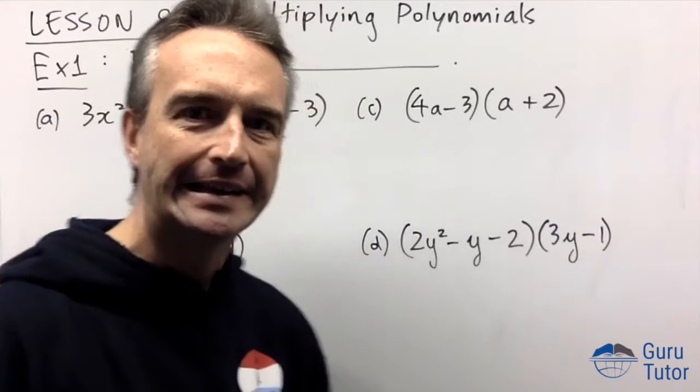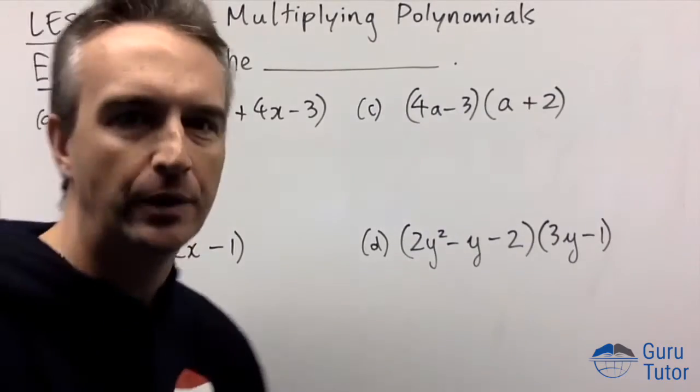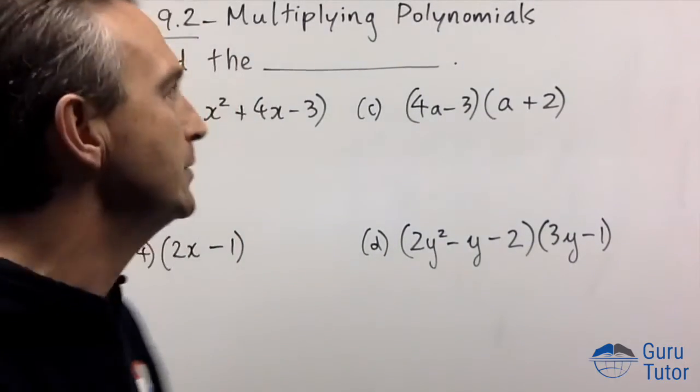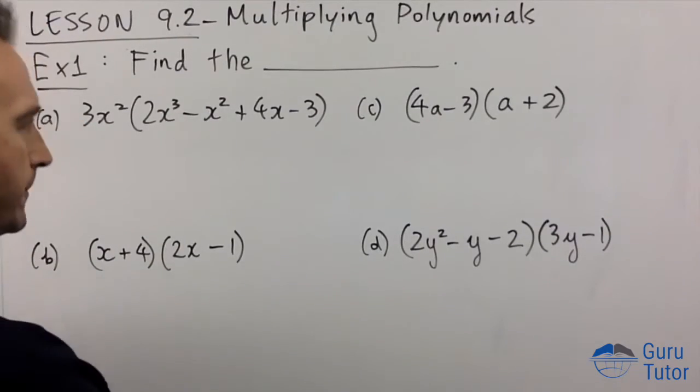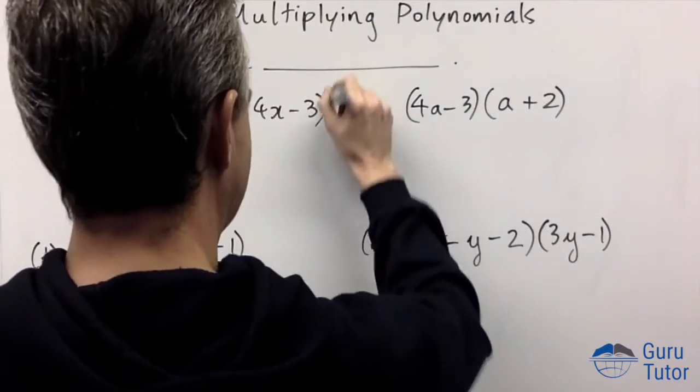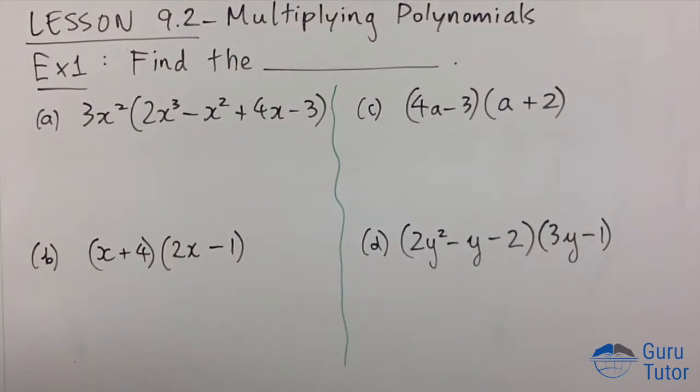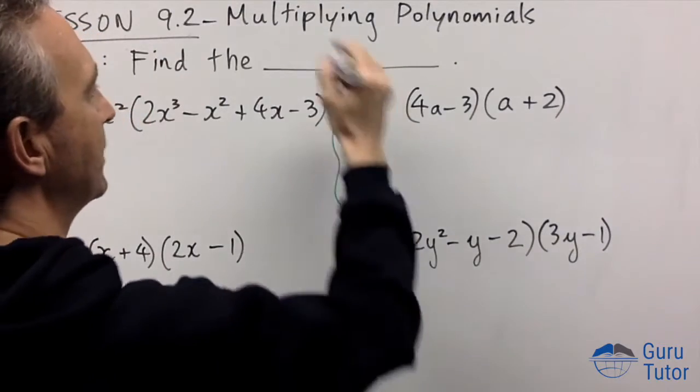So last time we did adding and subtracting polynomials and we talked about what a polynomial is. Today we're going to multiply polynomials. So let's try these ones. Just going to start off with 4 here. First one, we're going to find these. So when we're multiplying, what are we doing? We are finding the product.